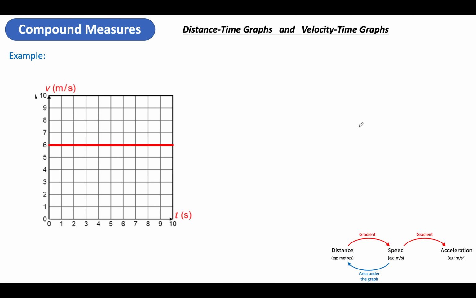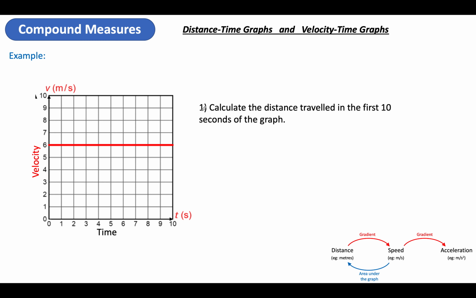For example, where's my little, oh yeah, sorry. I've got a velocity time graph. There we go. My little things have appeared. Calculate the distance travelled in the first 10 seconds of this graph. So between 0 and 10, I want to know the distance. But this is a velocity graph. But that doesn't matter because look, if I've got a velocity graph and I find the area under the graph, it works out the distance.